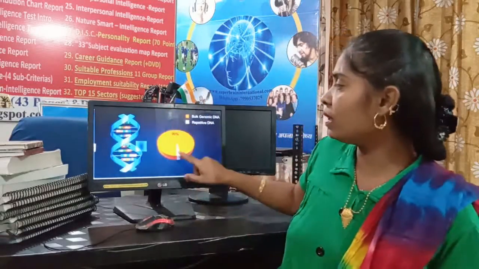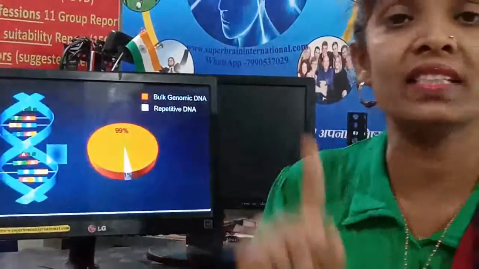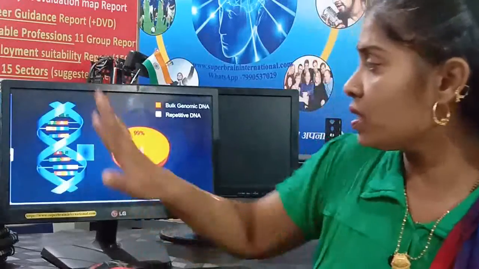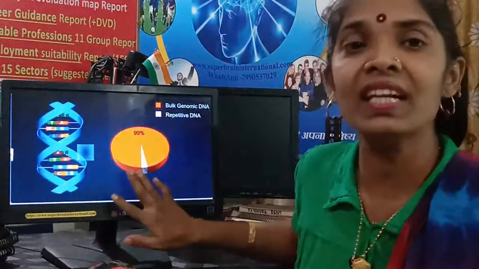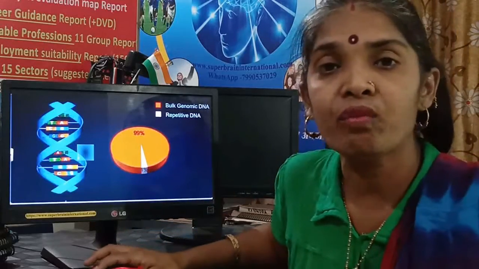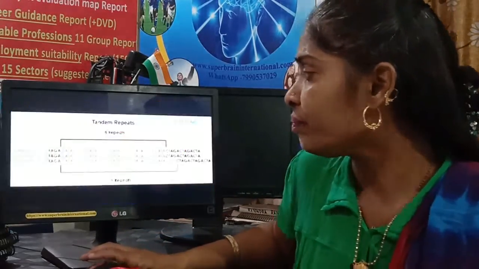You have studied in the Human Genome Project that less than 2% of genes code for protein. So the bulk genomic DNA does not code for protein. This 1% repetitive DNA is what we are utilizing here for DNA fingerprinting.